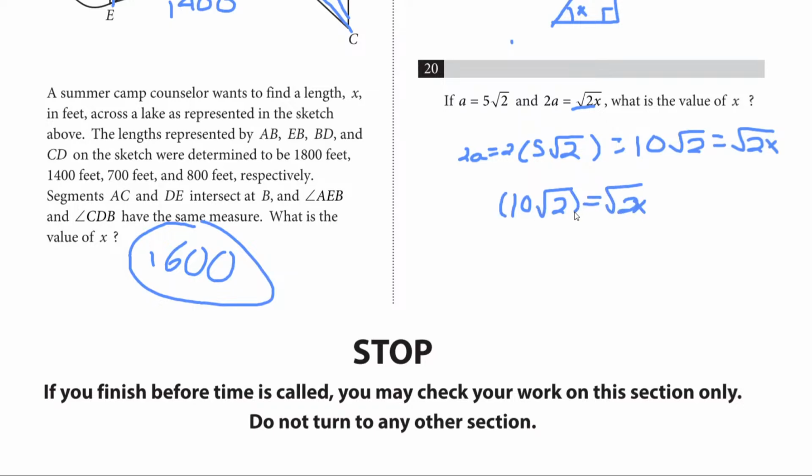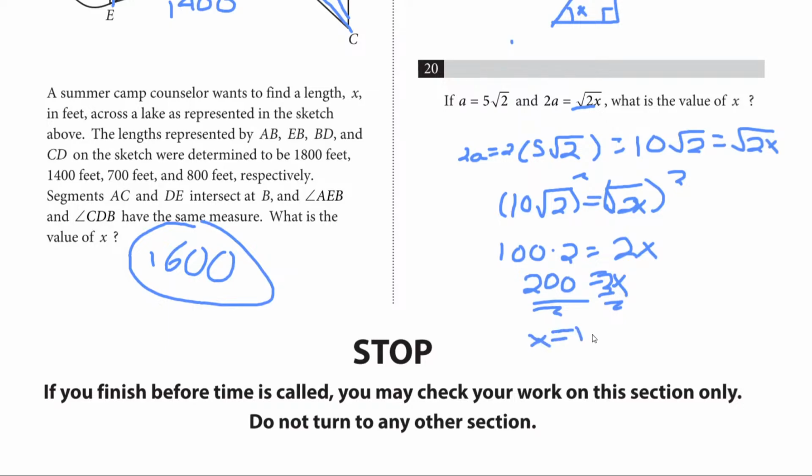If we square both sides, we can get rid of that square root, and we get 100 times 2 is equal to 2x, or 200 is equal to 2x, my bad. And we just divide by 2, and we get x is equal to 100.